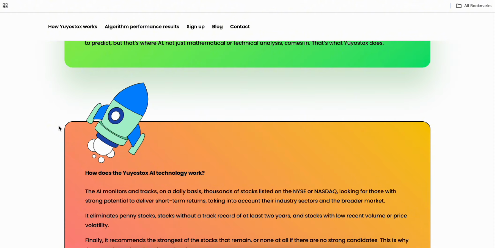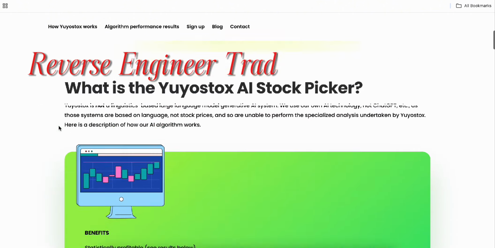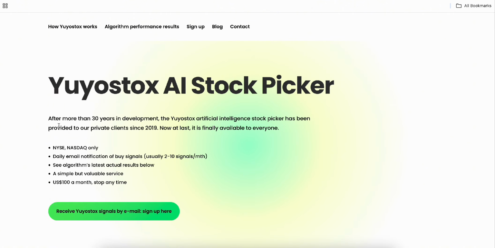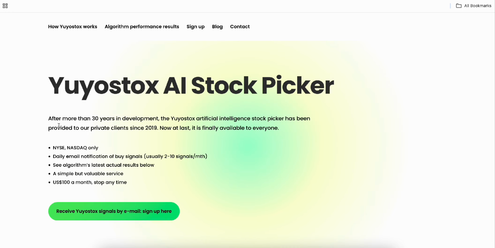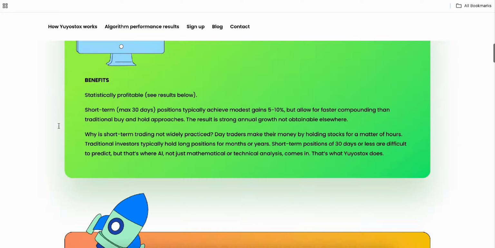I'm going to try to reverse engineer what their strategy is, and I'm going to suggest how you can improve that strategy yourself. At the outset, I want to say that this is not a paid post or an affiliate post. I don't know these people, but the reason I chose this particular stock picker is because, unlike a lot of the AI stock pickers in this space, which I think make unreasonable claims, this seems to be much more reasonable in their claims.